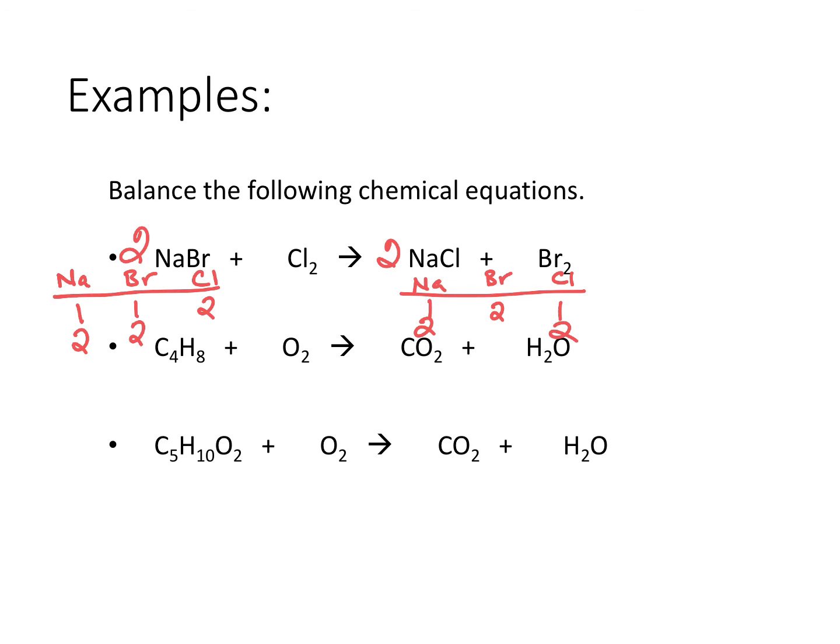Looking at the second problem, I have carbon, hydrogen, and oxygen. I have 4 carbons, 8 hydrogens, 2 oxygens. Product side, I have 1 carbon, 2 hydrogens, and 3 oxygens. Again, I've got oxygen in 2 places, so don't forget to add them together. So I'm just going to start with carbon. I have 4 on the left and only 1 on the right, so I'm going to multiply carbon by 4.